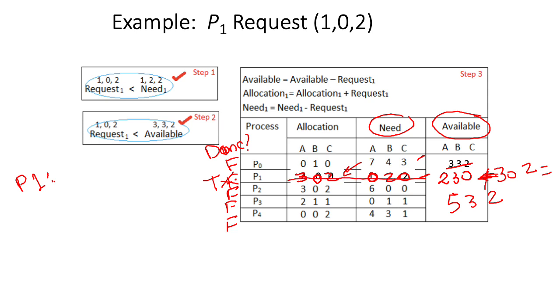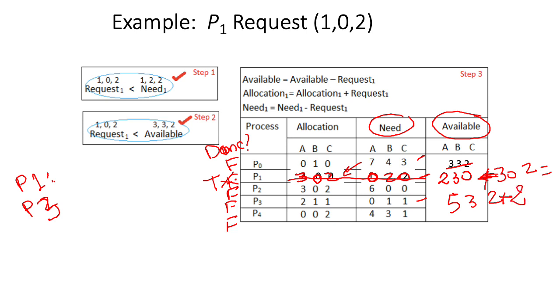So we ask the same question about P2. We cannot yet service P2 because it's asking for 6 instances of A, which we do not have available yet. Now we ask, can we do P3? P3 is requesting 0 of A, 1 of B, and 1 of C. So yes, we do have that available in the system. So we can actually service P3, and then we will end up with the current allocation of P3 plus what we already have available.